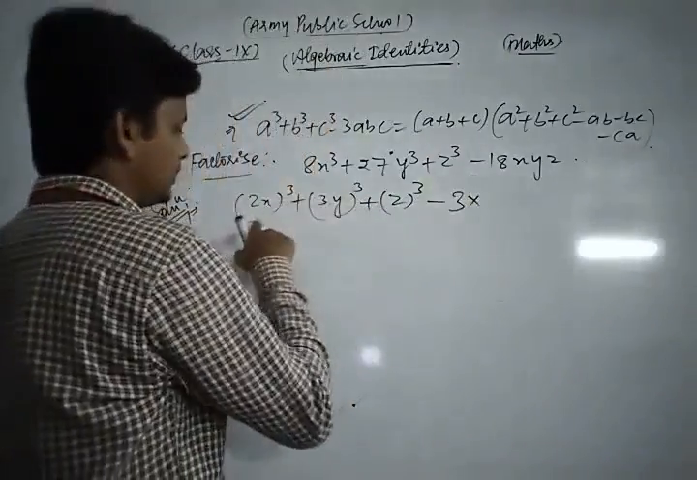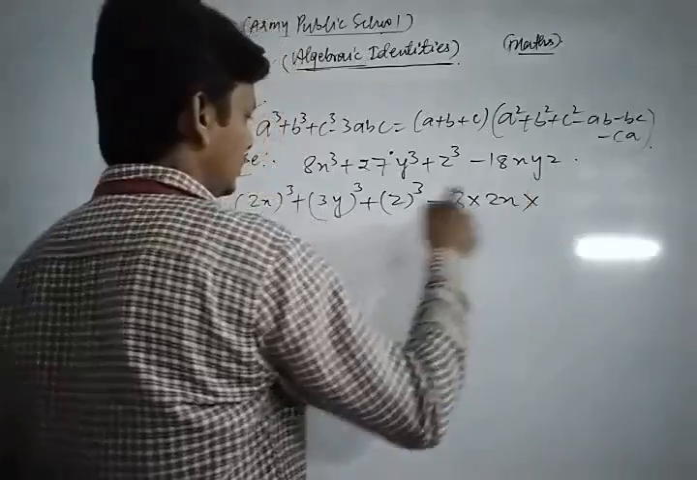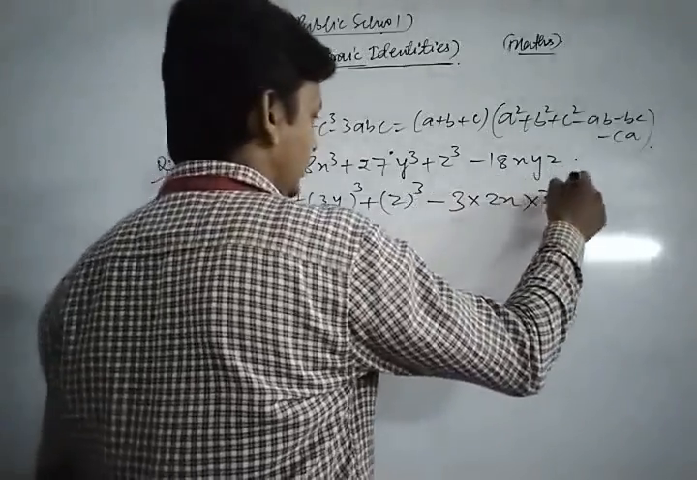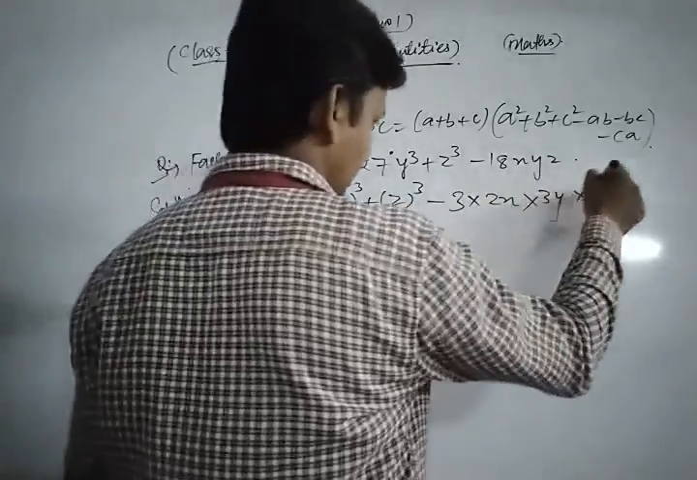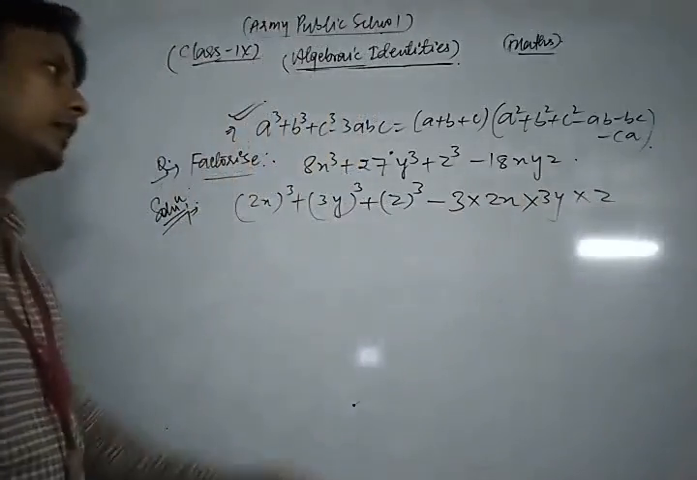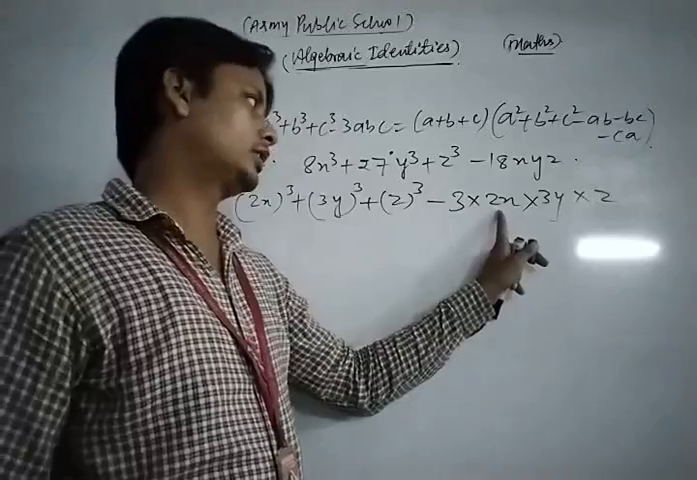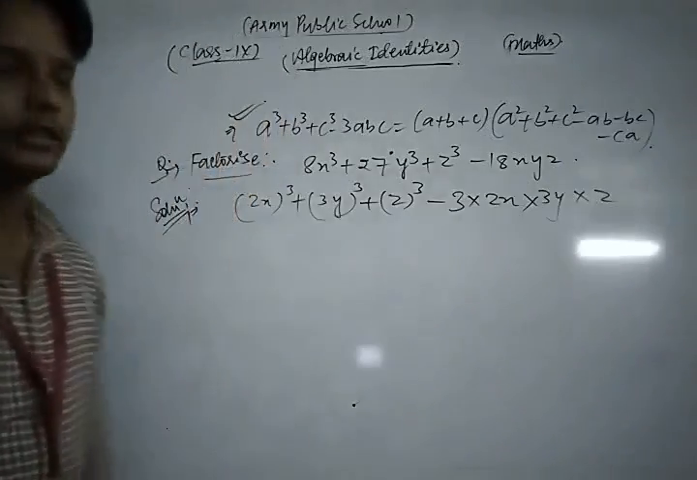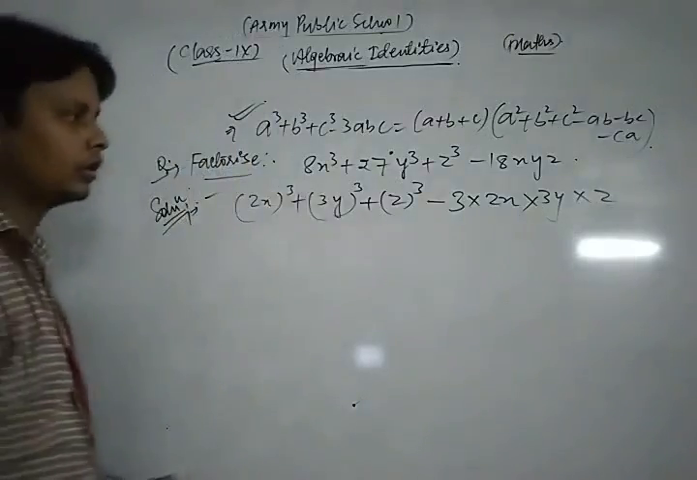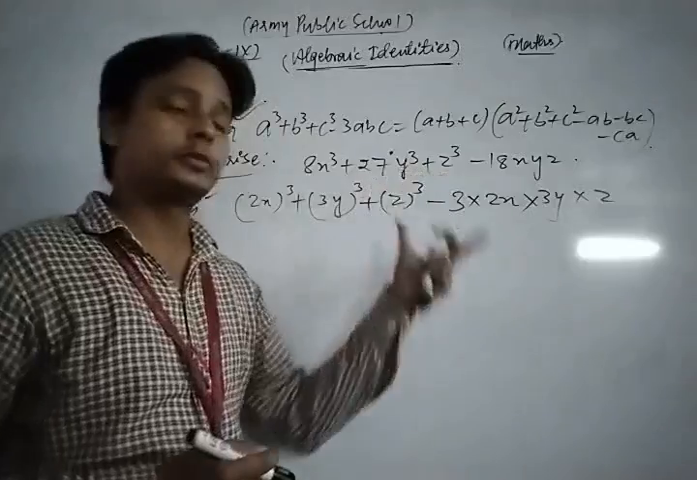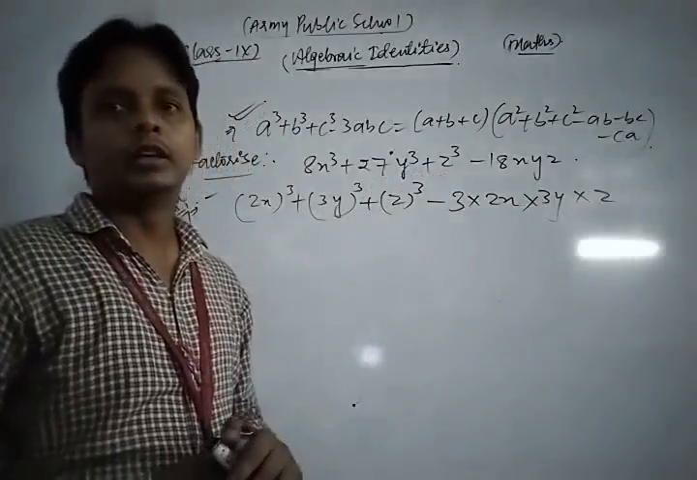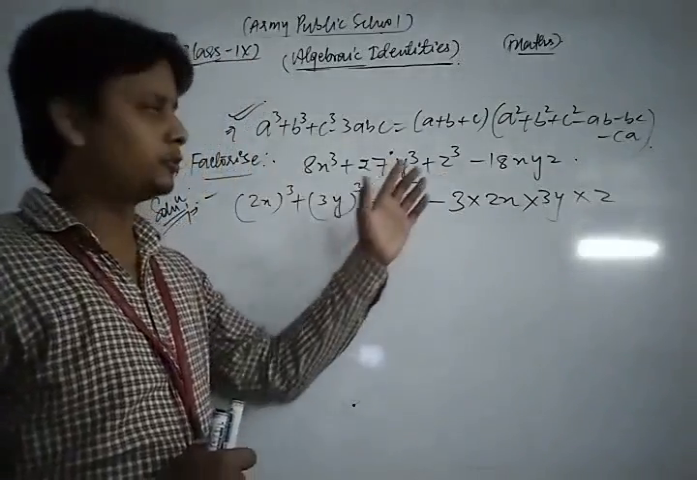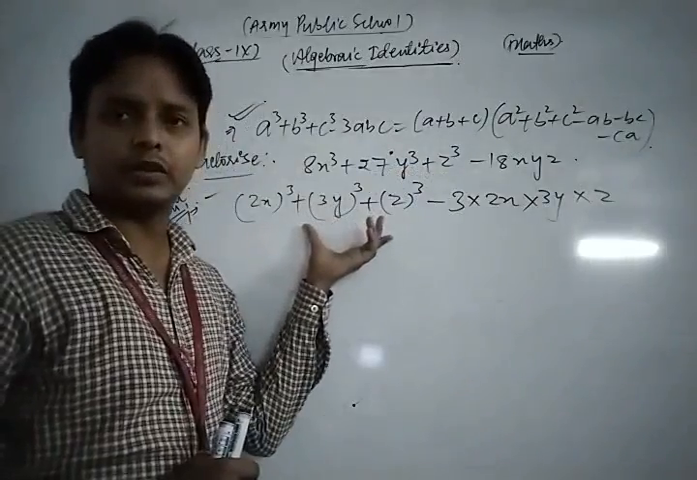Now minus 3xyz: 3 into x means we write 2x, y we can write 3y. Now look, if we multiply them, 3 times 6 is 18xyz. This is a very important concept. So first of all, we arrange the given expression in this way.